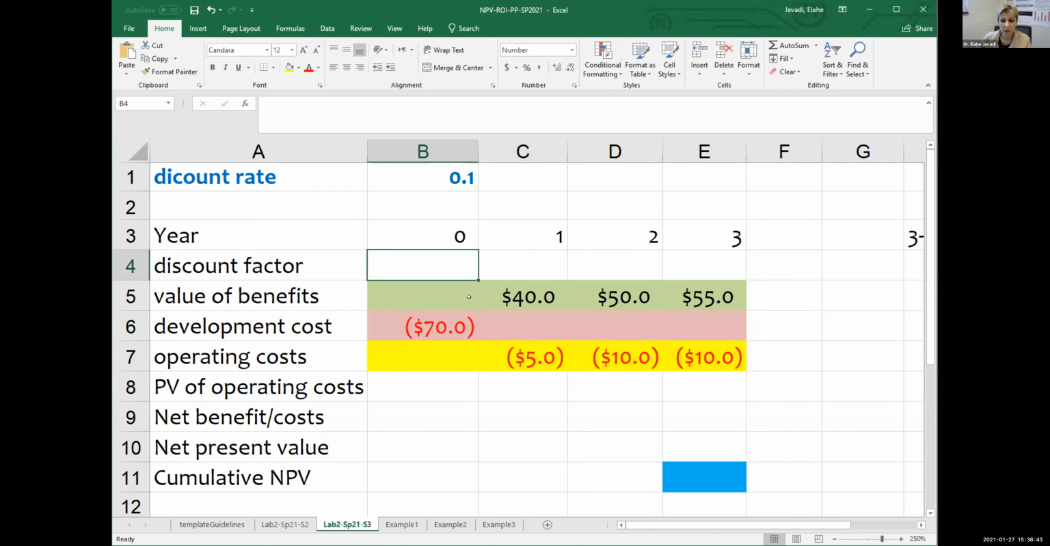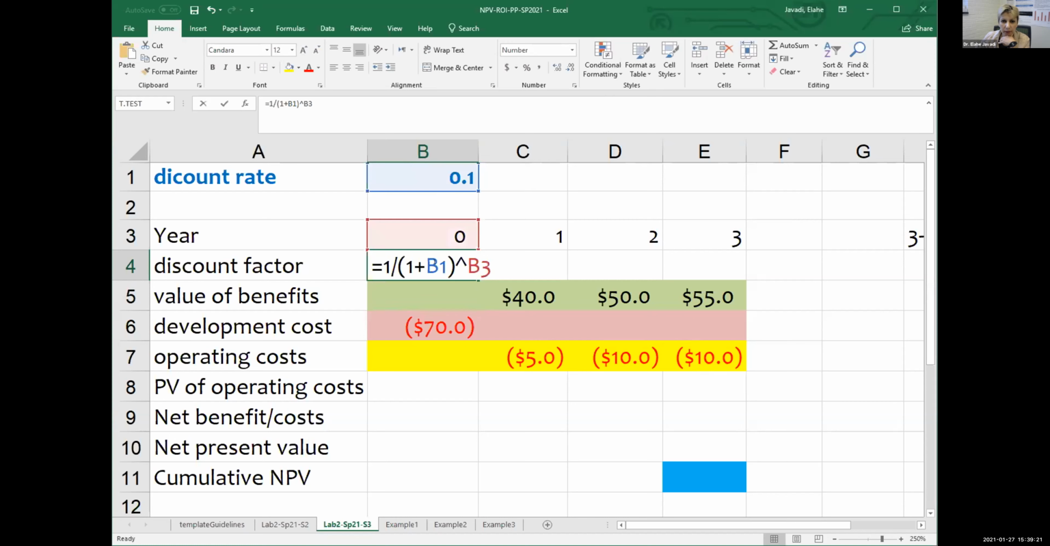The first thing we did together was to calculate this discount factor. And discount factor has two components. First is the discount rate. Second is the number of years in the future. Because as you go into the future, that discount is compounded. So this is the formula we talked about last time. 1 over 1 plus your discount rate, I selected with my mouse, to the power of the number of years.